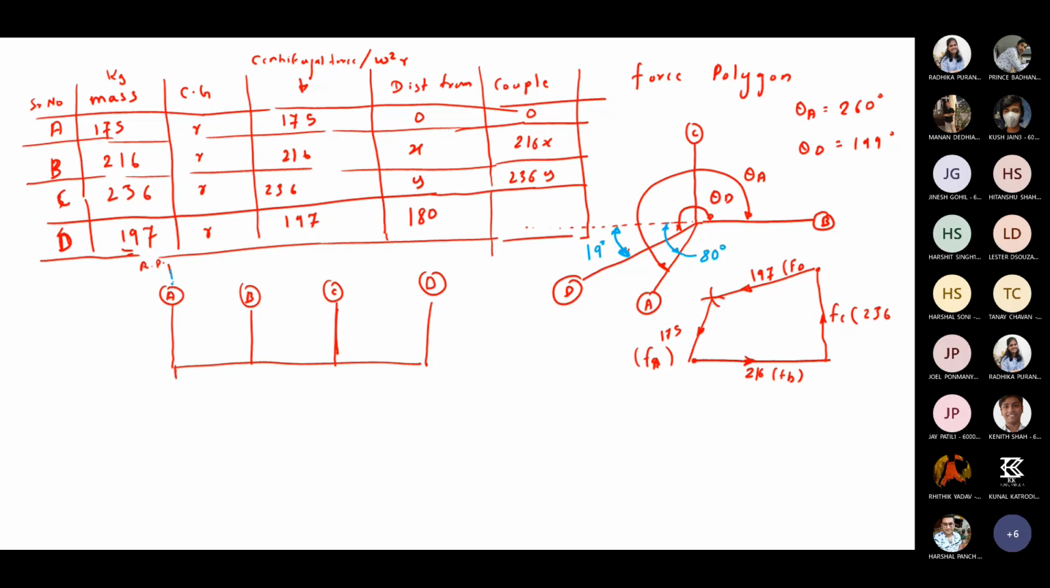So I have defined A as the reference plane, and these values B I don't know, C also I don't know, X and Y. Now because of the limitations of the instrument, I have to fix the distance of mass D from A as 180. That is the maximum distance that I can accommodate on that apparatus. So now I can calculate the couples. These couples I have calculated in this column.